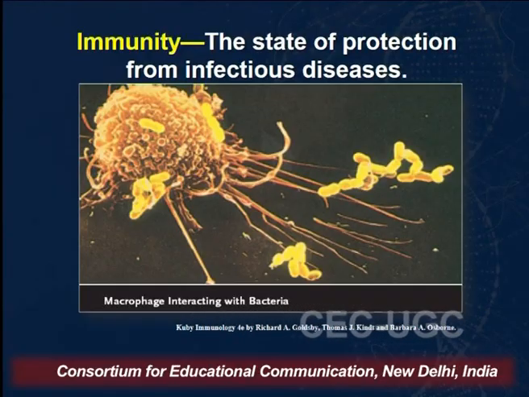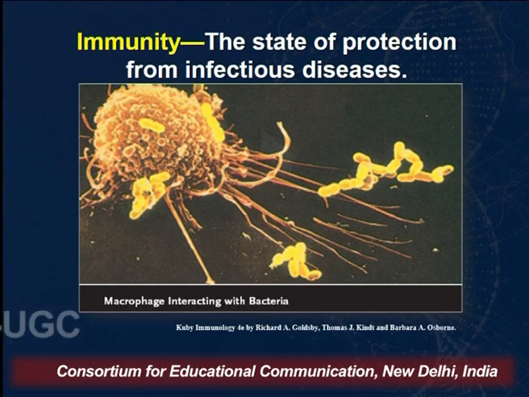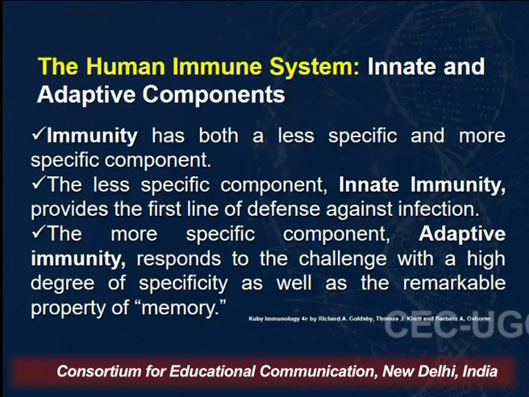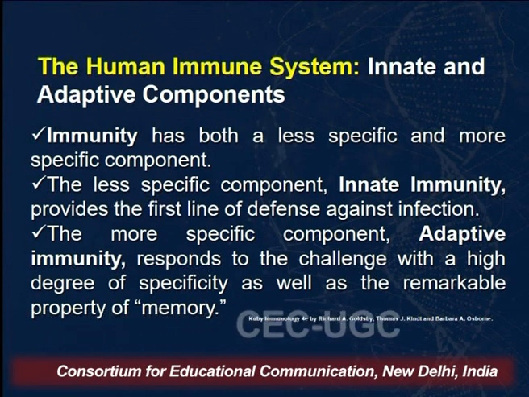Now, what exactly do the antibodies work for? We all know a term called immunity. Immunity is basically the state of protection from infectious diseases, and this immunity is brought about by various cells and molecules which are functioning in our body. So the human immune system is broadly classified into two major categories. One is called the innate, the other is called the adaptive component.